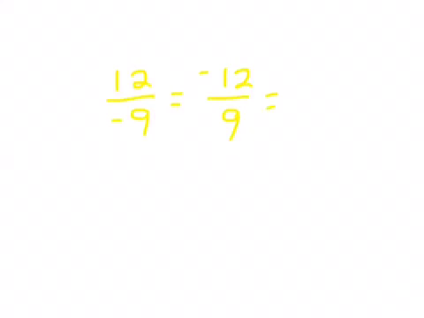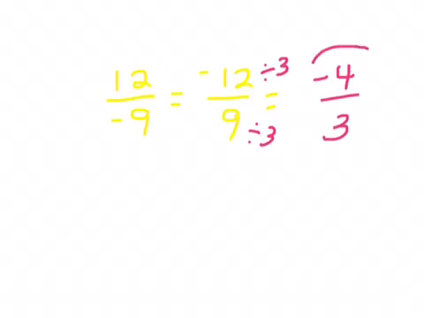Another thing we can do is simplify. 3 goes into 12 and 3 goes into 9. So 3 goes into 12, I'm going to have to divide each of those by 3. So my new slope is -4 over 3.